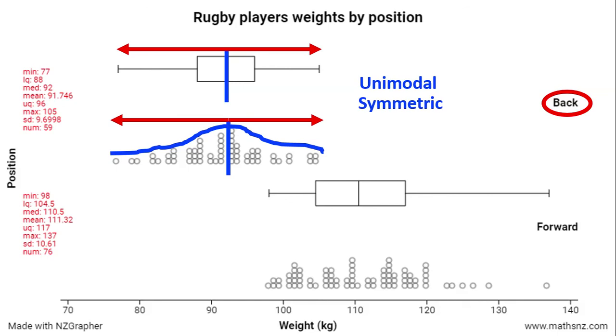It's not perfect, but it's reasonably symmetric. So I can say unimodal, it's symmetric, that tells me it's approximately a normal distribution.